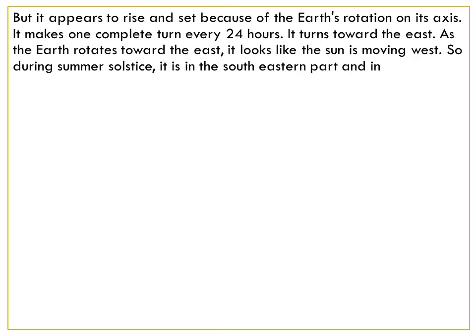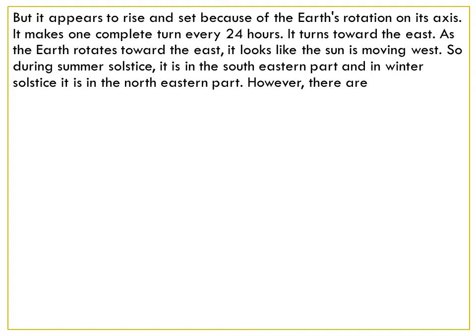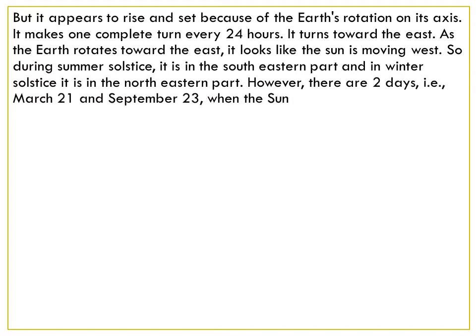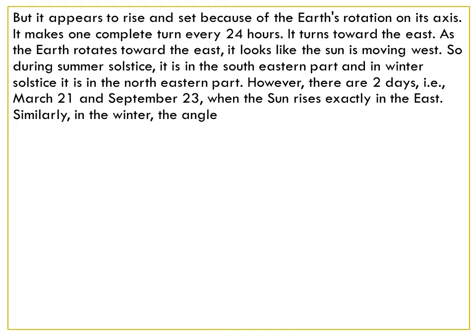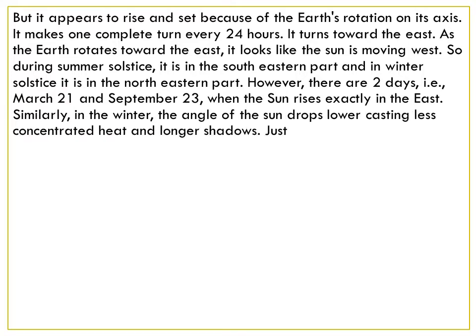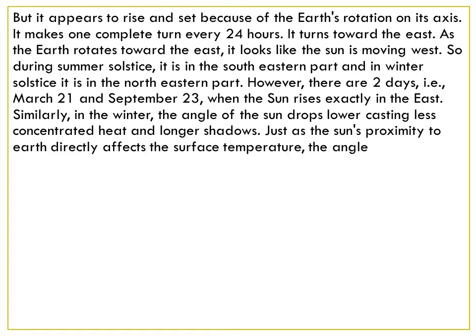So during summer solstice, it is in the southeastern part, and in winter solstice, it is in the northeastern part. However, there are 2 days, that is March 21st and September 23rd, when the sun rises exactly in the east. Similarly, in winter, what happens? The angle of the sun drops lower, casting less concentrated heat and longer shadows.